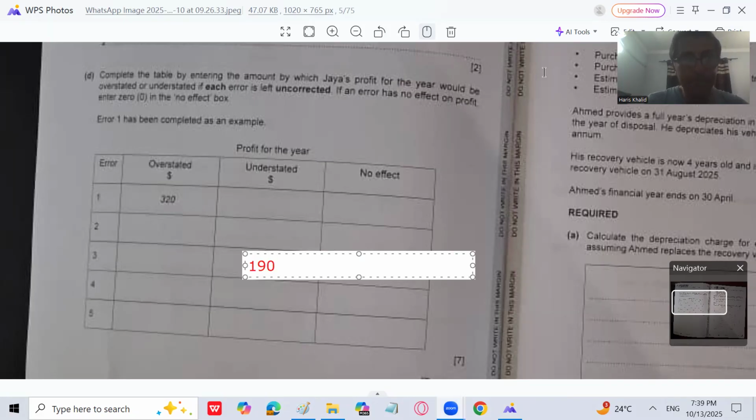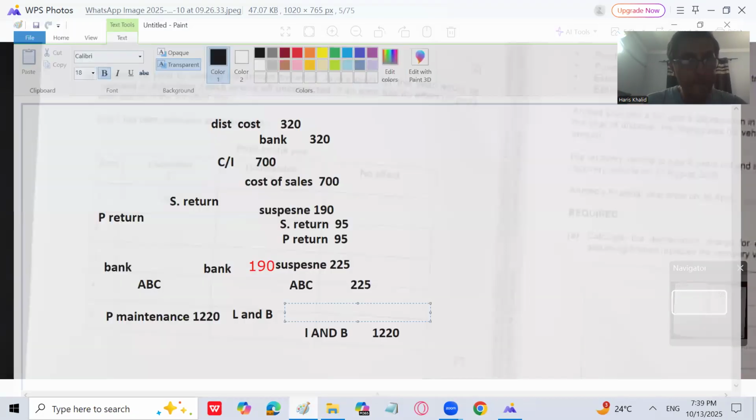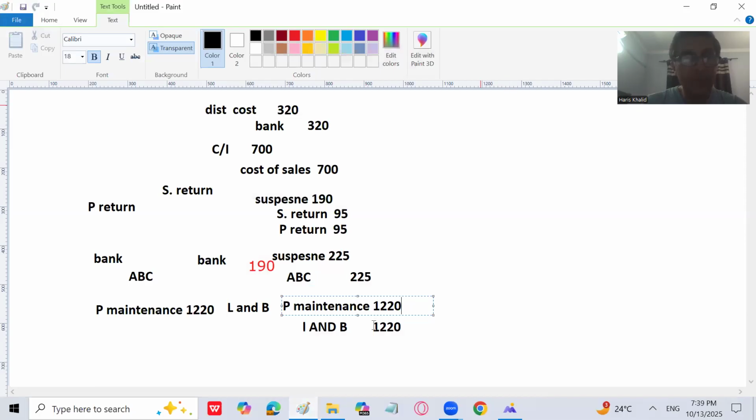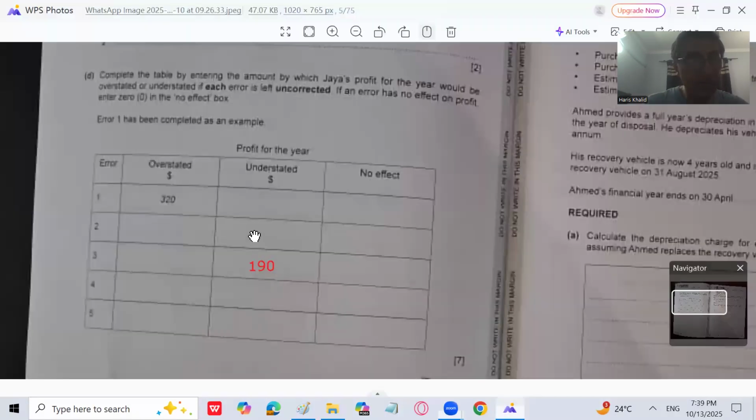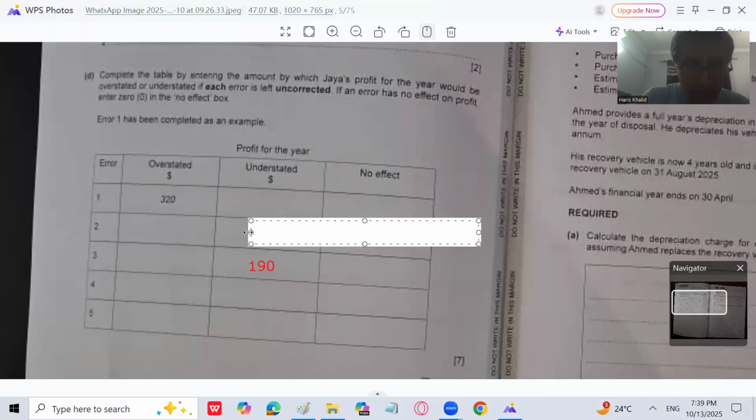Then comes the other part also. That is cost of sales 700 credit, which is also understated by 700. So I will write here 700, like here.